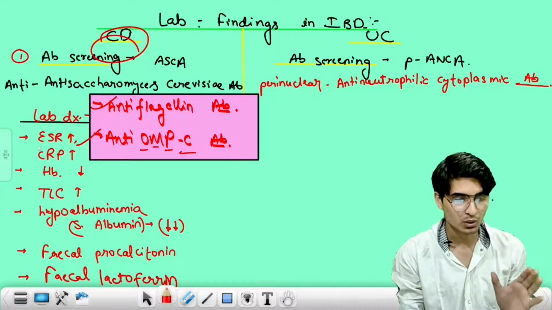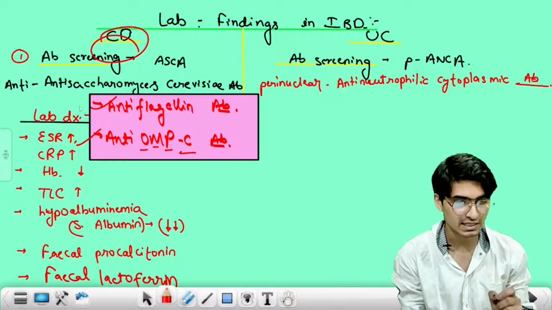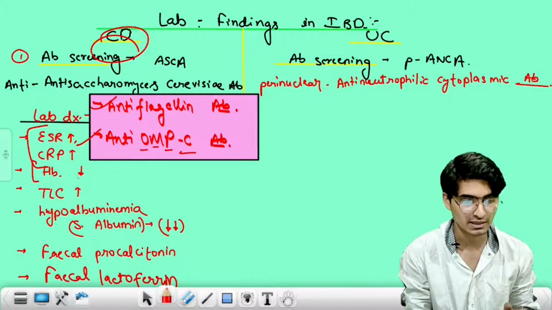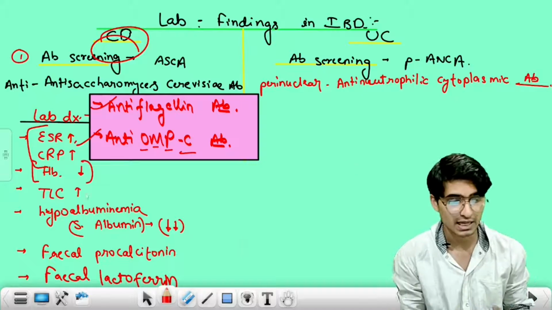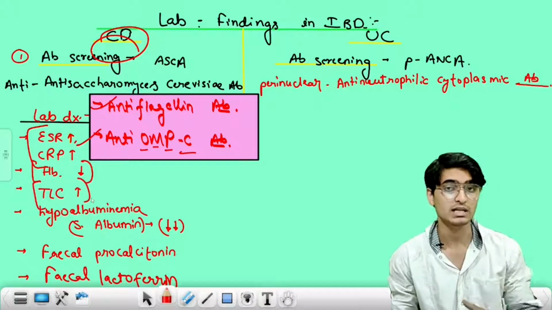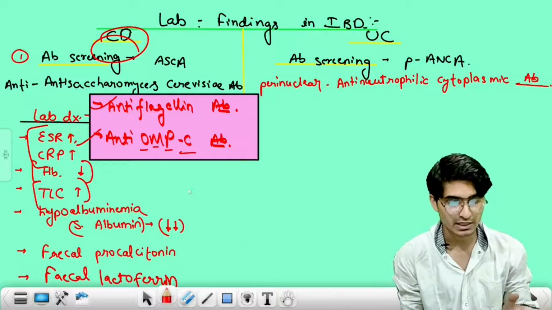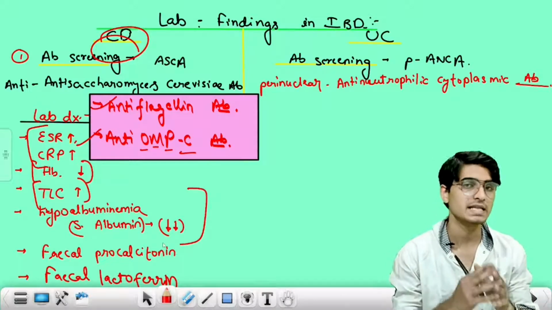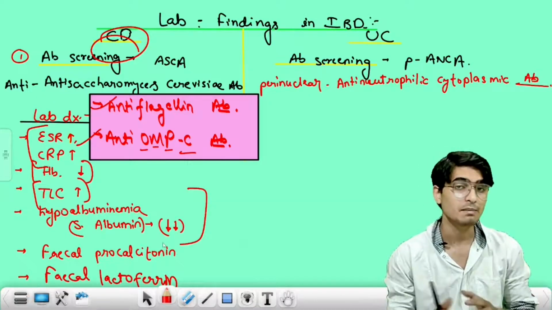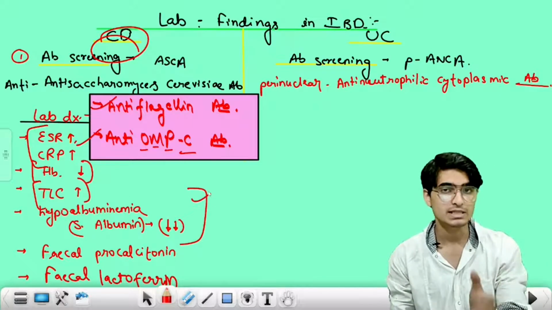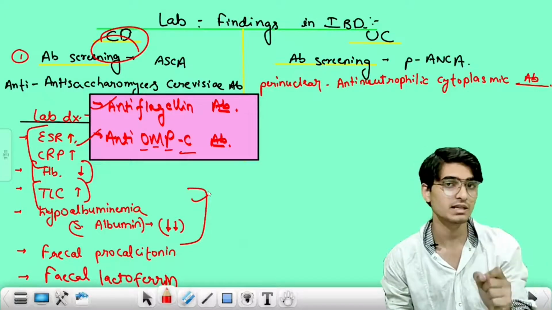Now the non-specific blood findings: the ESR and CRP both are elevated, the hemoglobin level is lower in both conditions, and the TLC, the total leukocyte count, is increased in both conditions, that is CD and UC. Subsequently the serum albumin is lower in the case of UC, since there is massive blood loss in UC. That's why the serum albumin is decreased severely in severe cases of UC.